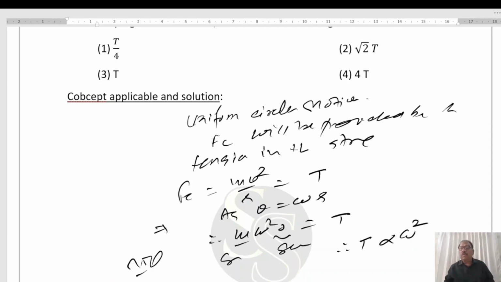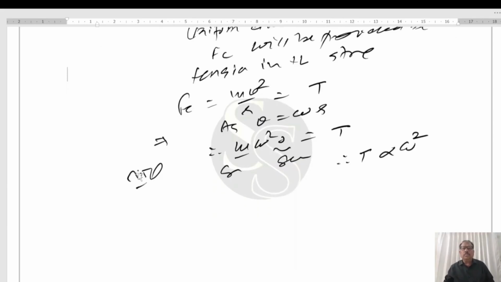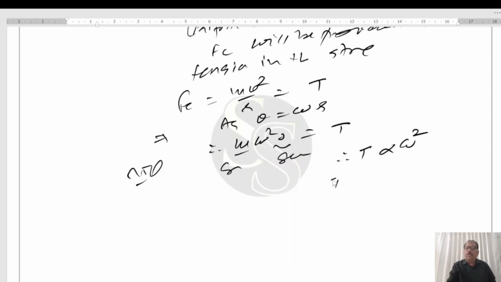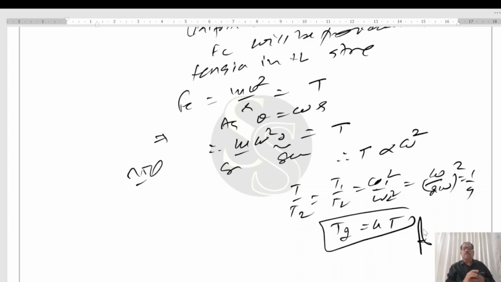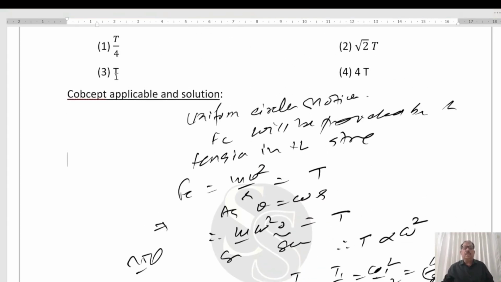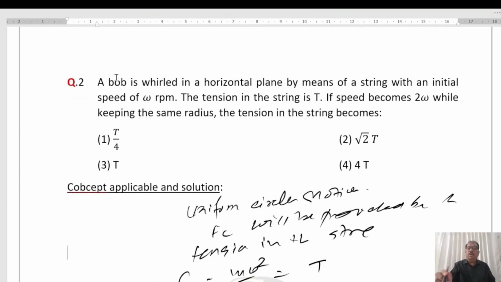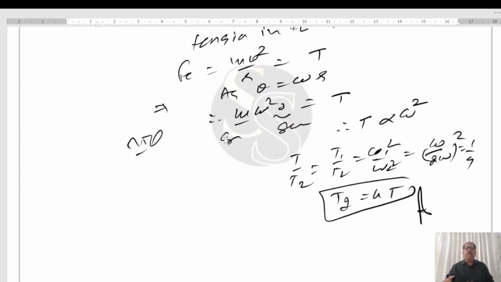Therefore, T1 over T2 equals omega 1 square over omega 2 square, that is omega over 2 omega whole square, that is 1 by 4. This is T over T2, so T2 becomes 4T. This is the answer. Let's see the answer. Option 4 is the correct answer. I will give additional information also.